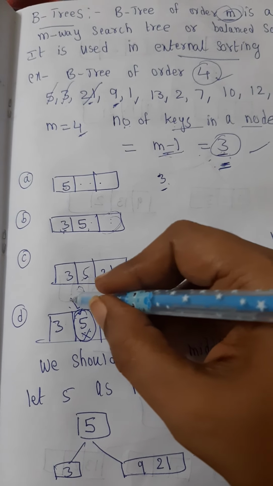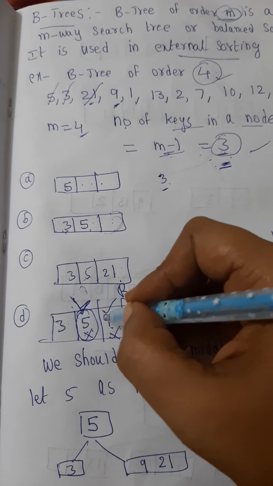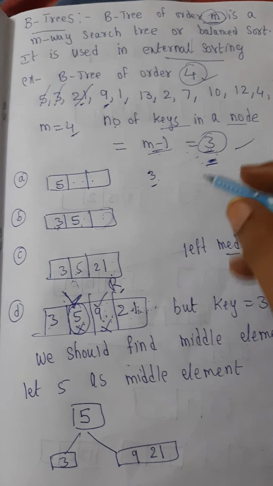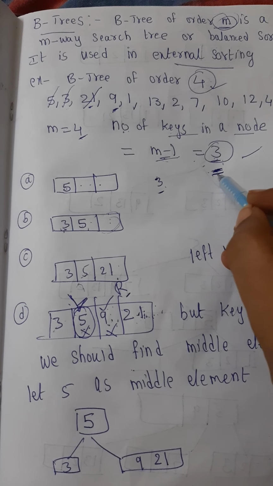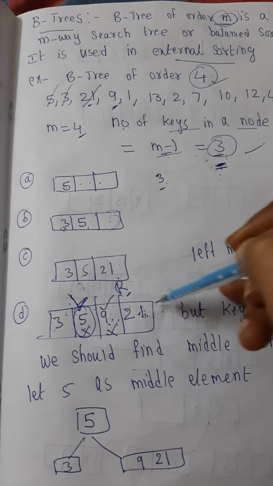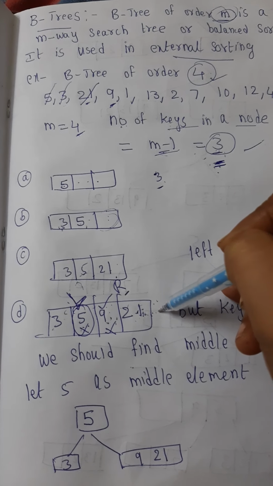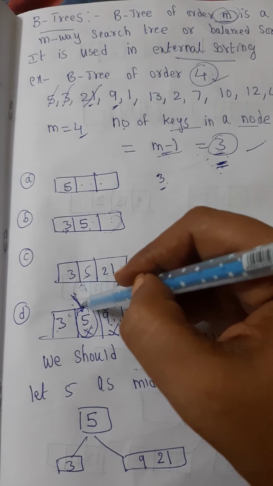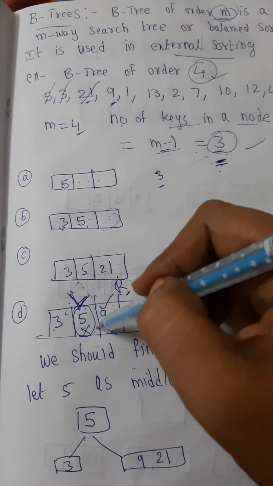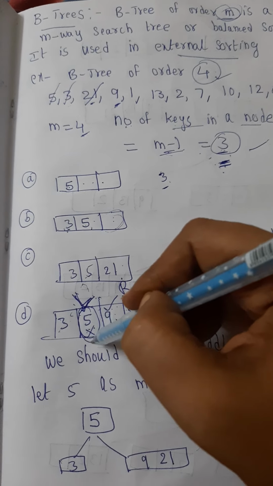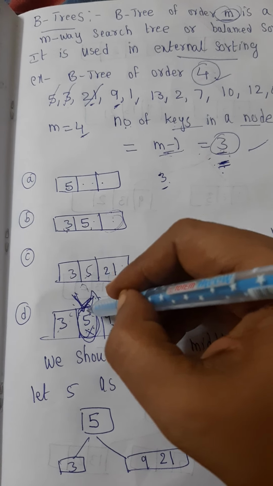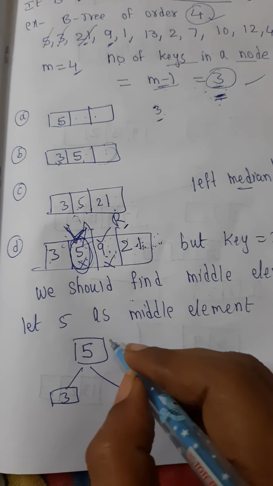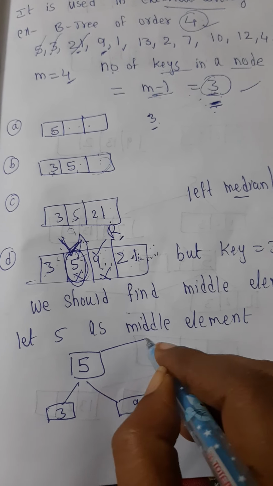So here I am considering the left median. Actually we had 4, but how many can it accommodate? 3. Since it accommodates only 3, in these 4 we select one element as the middle element. This middle element I have selected as the left median. Now this 5 will move to the upper level, one level up. That means the 5 will become the root.